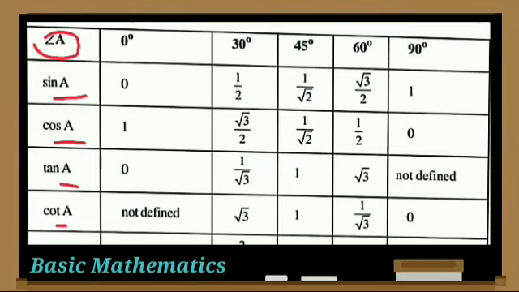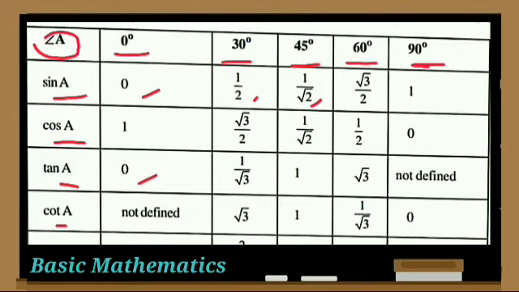Now there are different values of angle A, such as 0 degree, 30 degree, 45, 60 and 90. As we put the value of 0 degree in sin A, we get sin 0 degree equals 0. When we put 30 degree in sin, we can say sin 30 degree equals 1 by 2, sin 45 equals 1 by root 2.